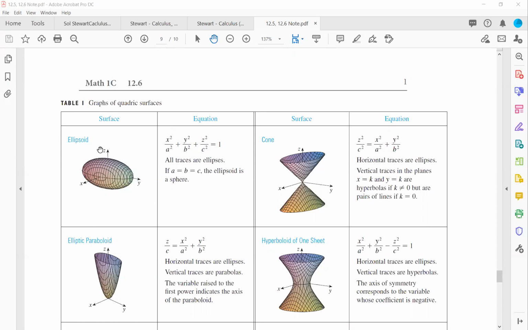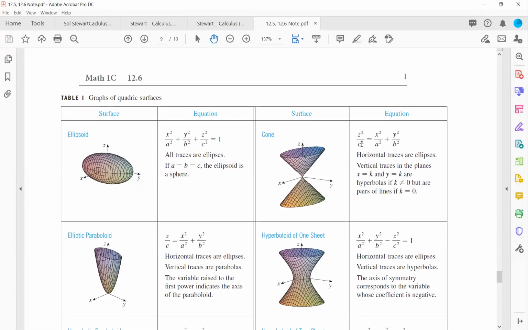Equation of an ellipsoid. In homework, in exams, you get a messed up equation and the question says, okay, identify the type of surface that you have. The second one, if you have z squared over c squared equals x squared over a squared plus y squared over b squared, then you get the equation of a cone.